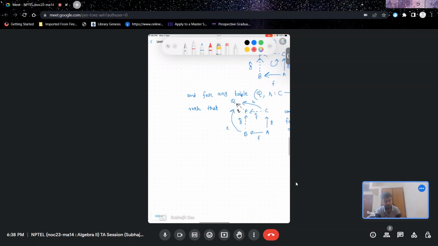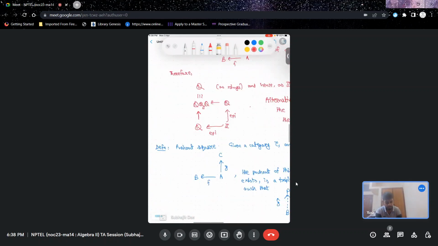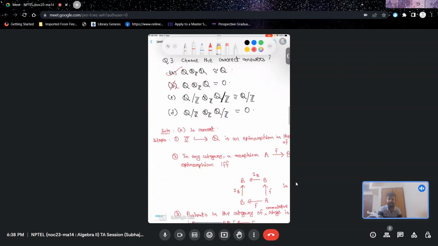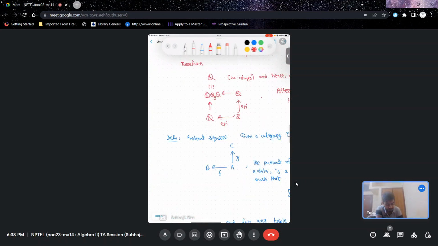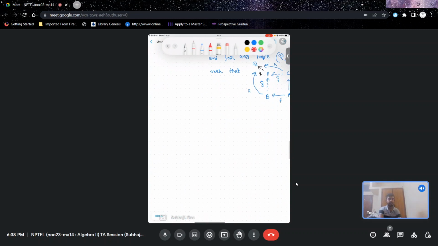So now we come to, let's first investigate D. Let's see if D is correct. To see that the tensor product is 0, we can just work with elementary tensors and show that elementary tensors are 0, and therefore the entire tensor product will be 0. So actually D is correct.